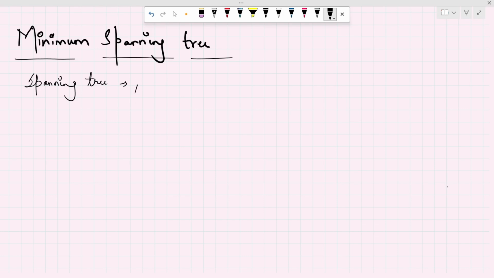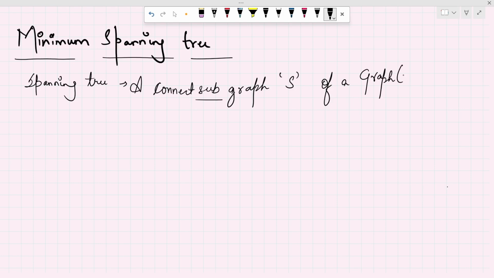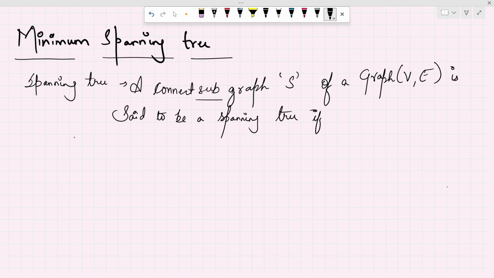Remember this point, a spanning tree is a connected subgraph. Let's say S is a spanning tree, which is a connected subgraph of a graph. A graph having vertices V and edges E is said to be a spanning tree if, now these are the conditions.